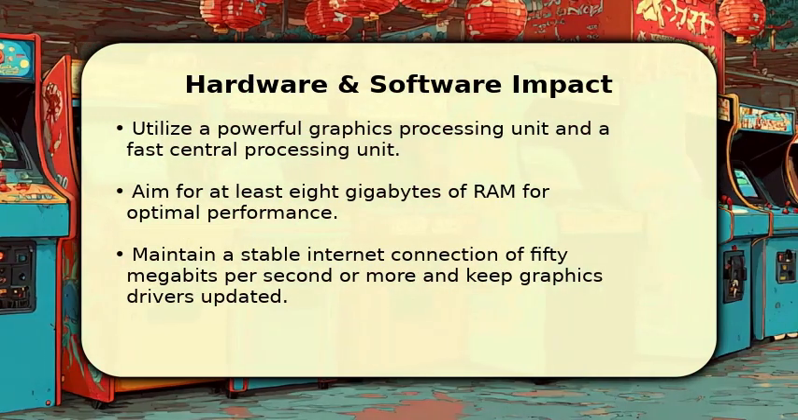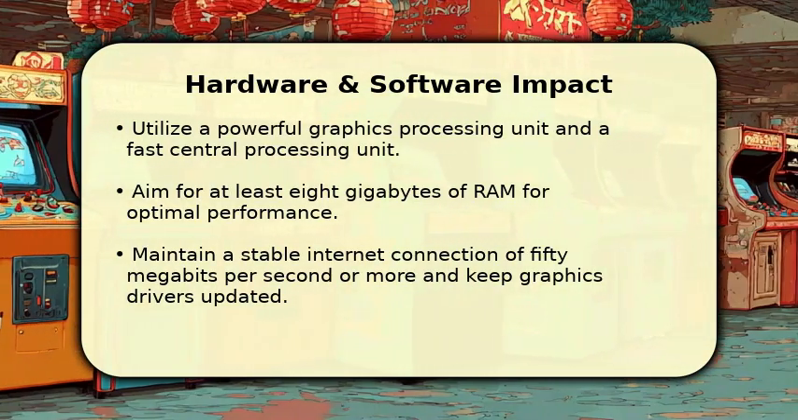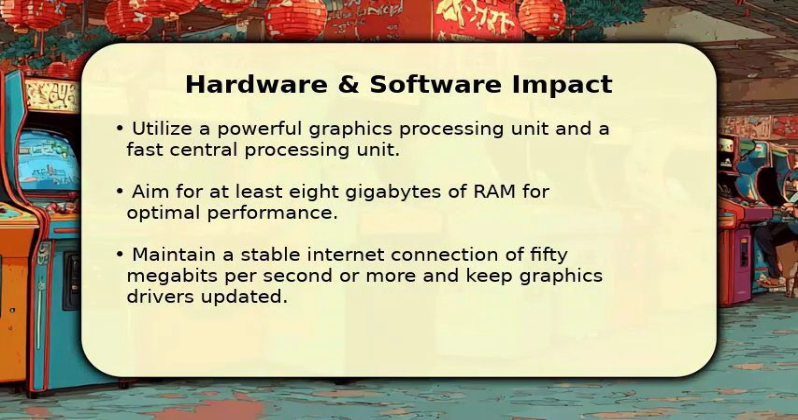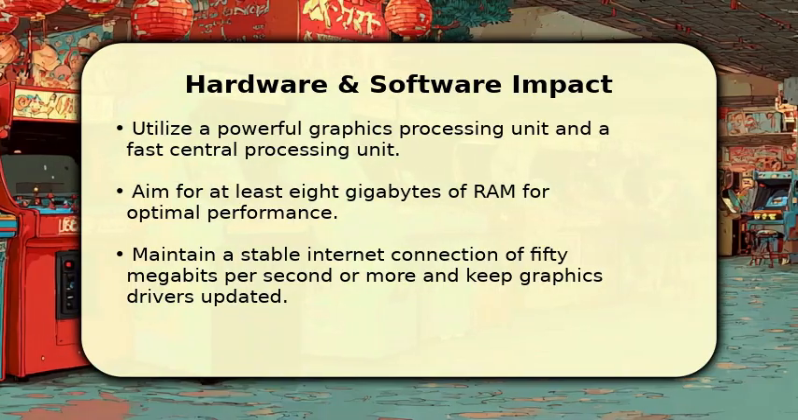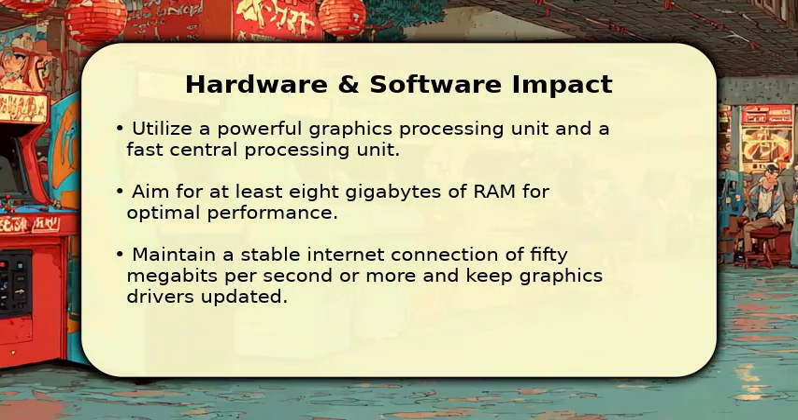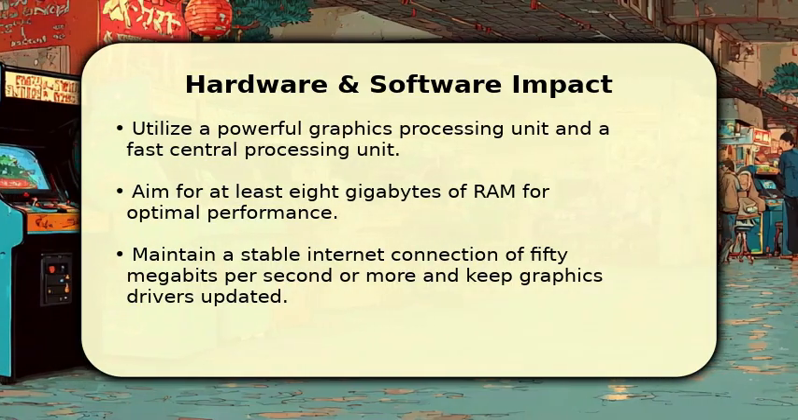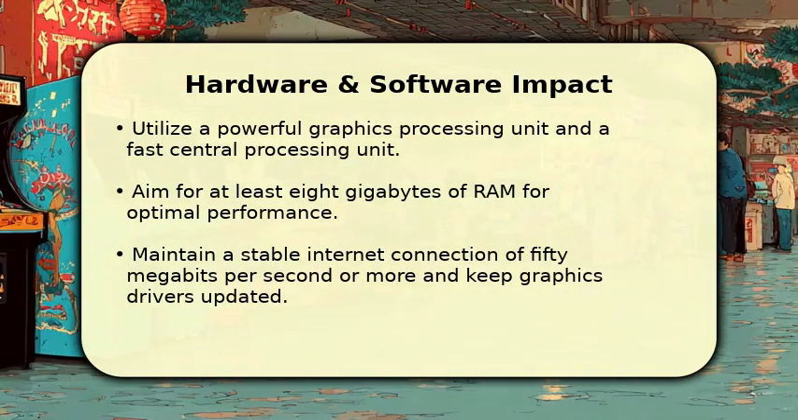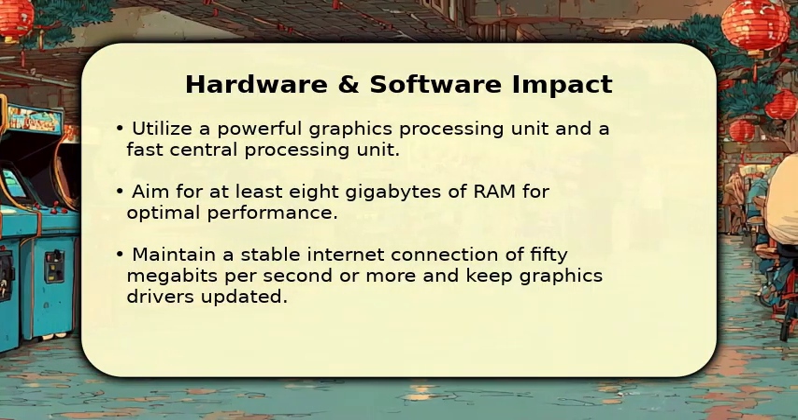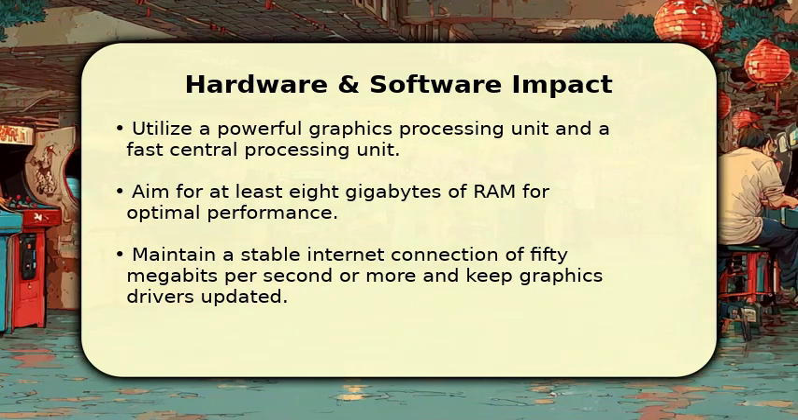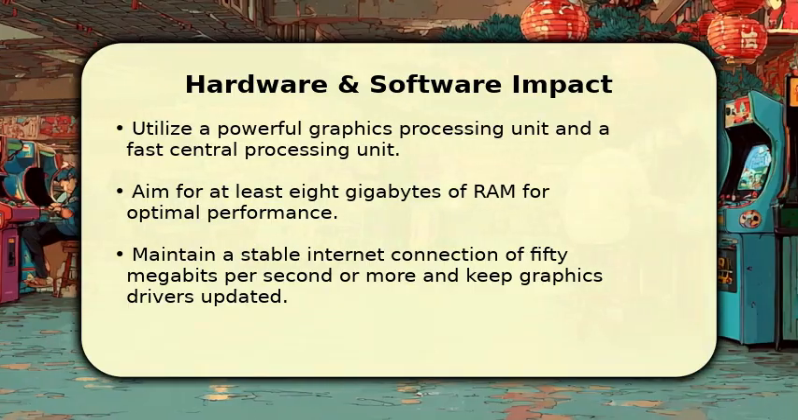Your computer's hardware plays a significant role in Roblox's visual quality. A powerful graphics processing unit, or GPU, and a fast central processing unit, or CPU, are essential. Aim for at least 8 GB of RAM for optimal performance. Also, a stable and fast internet connection, ideally 50 megabits per second or more, reduces lag and improves loading times. Always keep your graphics drivers updated to ensure compatibility and unlock the best possible performance from your hardware.